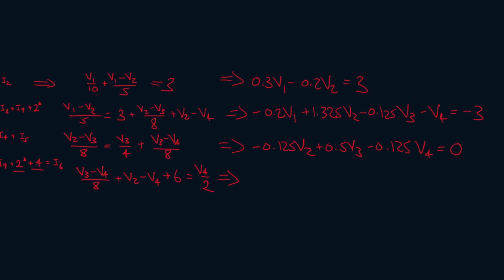And finally, the last one, we can just bring this to here and bring the 6 to the other side. So first, let's work with V2. There's only one V2, so it'll just be V2. Then we have V3 over 8, which is the only one, and that's just 0.125. Then we have minus V3 over 8, minus V4, and since we brought this V4 over 2 to the other side, it's minus V4 over 2. So minus V4 over 8, minus V4, minus V4 over 2, and that's minus 1.625 V4. And since we brought the 6 to the other side, it's minus 6.